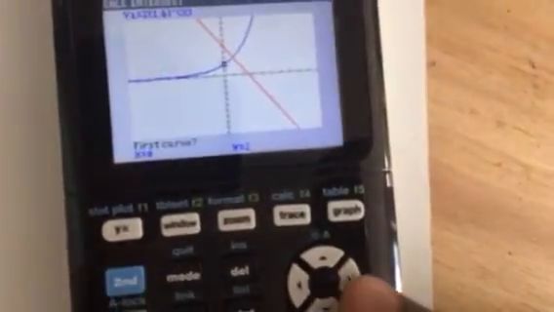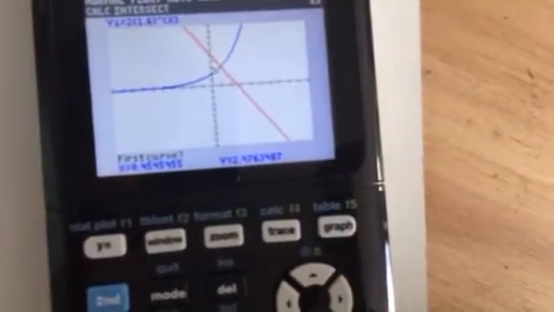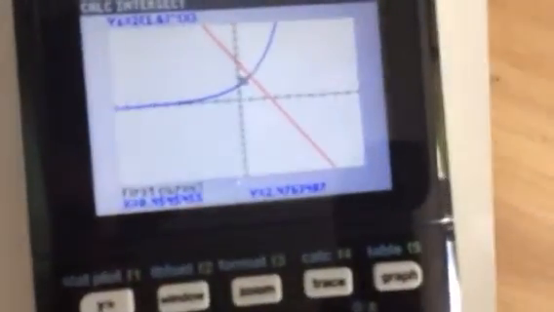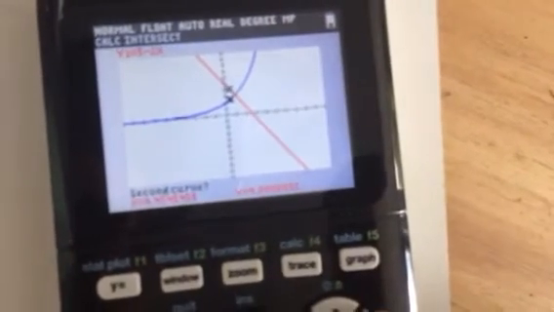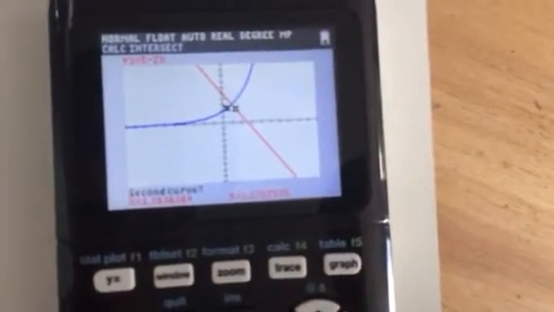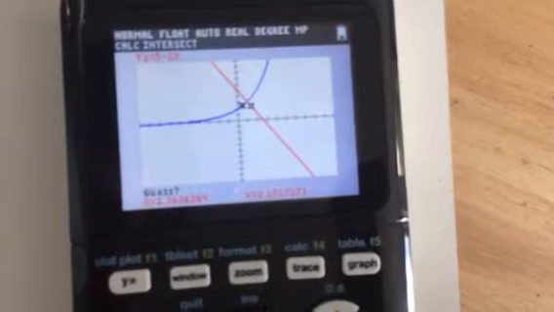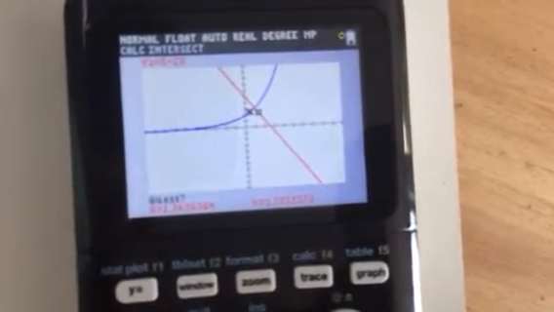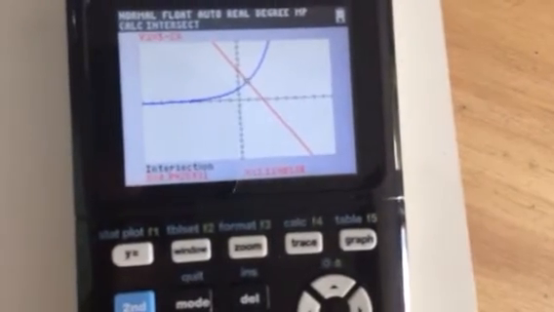And we choose the first curve of the two graphs. First curve, okay. And the second curve below the intersection. Right. And then you hit enter.